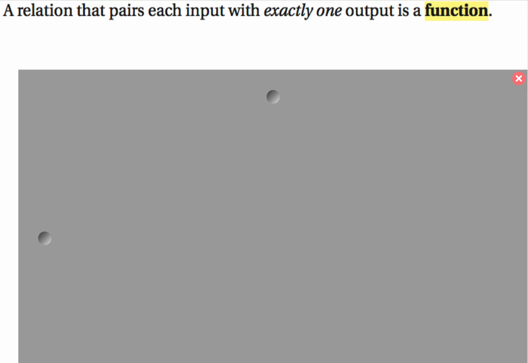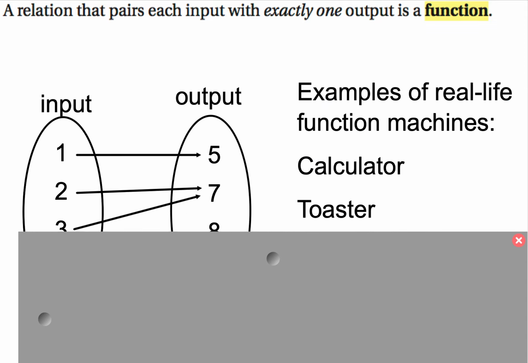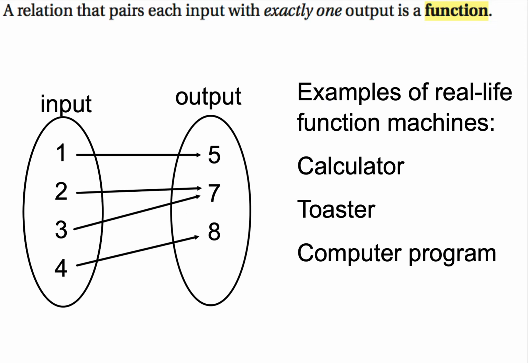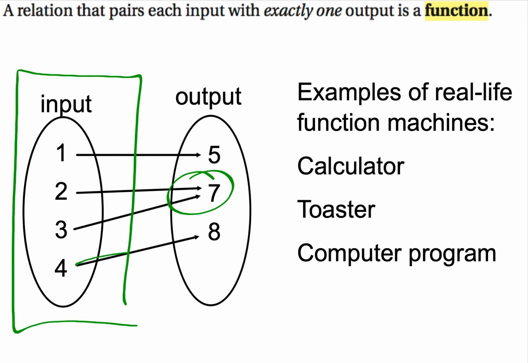A relation that pairs each input with exactly one output is called a function. Okay, so for example, if I take an input of 1 and get an output of 5, 2 could go to 7, 3 could go to 7, 4 could go to 8. It's actually okay that 2 and 3 both go to 7 in this mapping diagram. The important part here of whether it's a function is that each input only has one place it can go. That's what makes it a function.